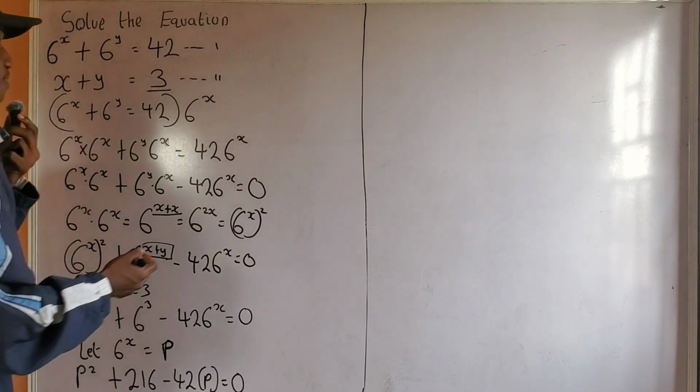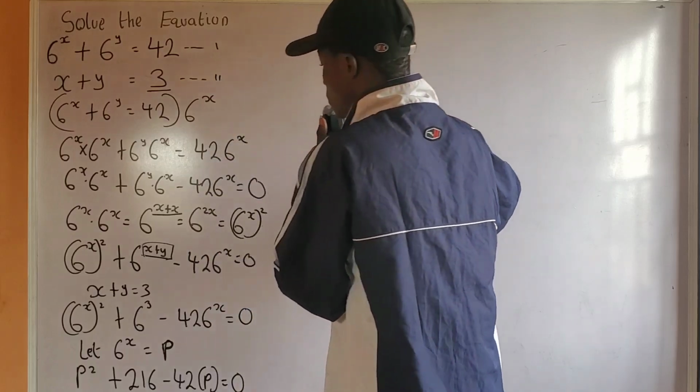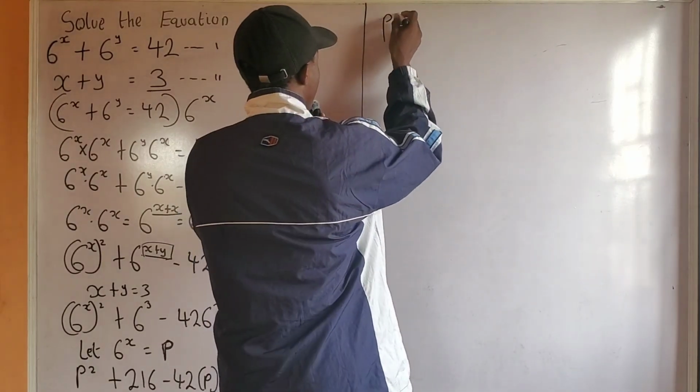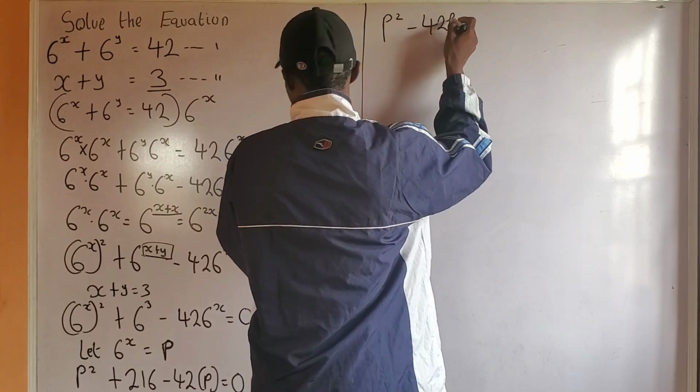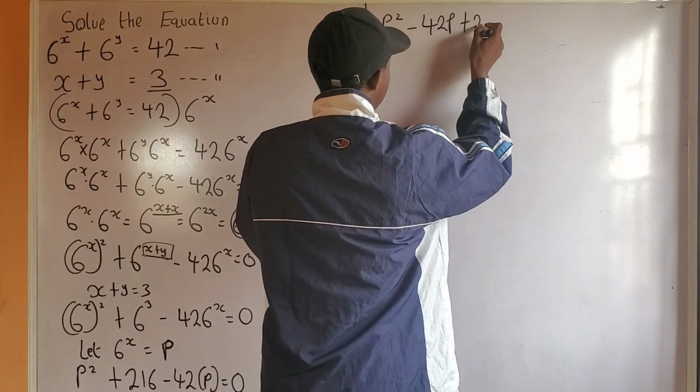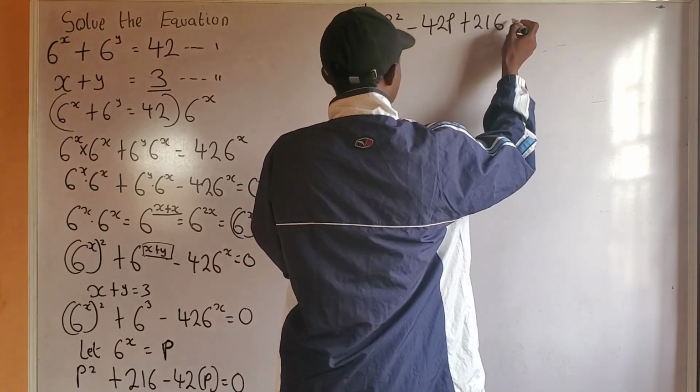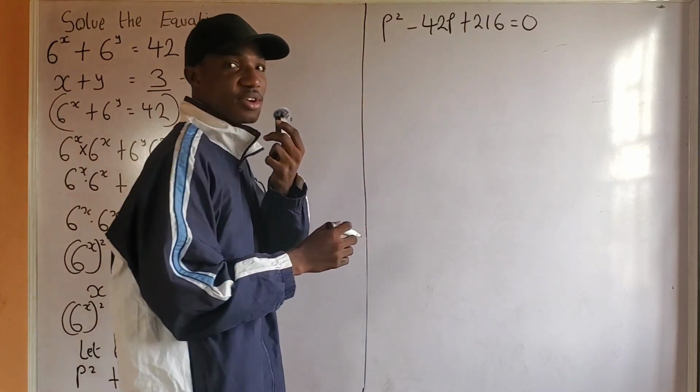I'm going to have p squared minus 42p plus 216 equals 0. Okay, are you getting it?